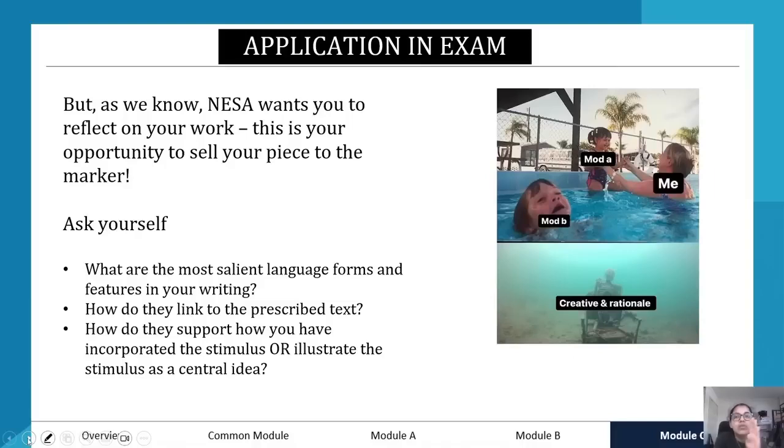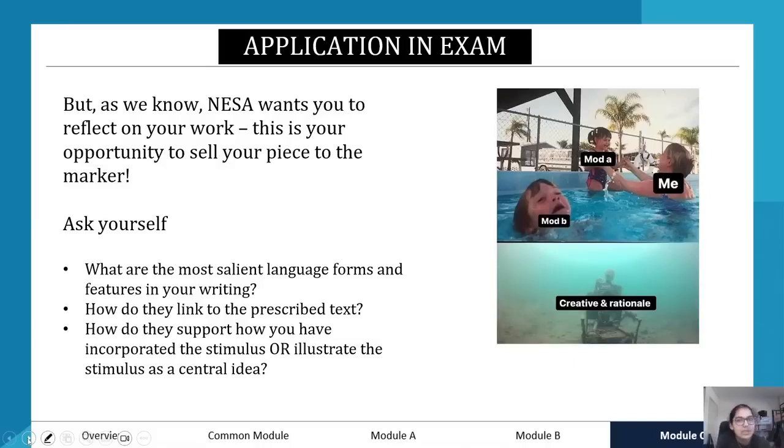The key thing with a reflection is that the bulk of your marks are coming from your exploration, or rather your analysis of your own writing. You're saying, this is the quote, this is the technique I used to create this specific effect, and this is what I wanted to show to my audiences.